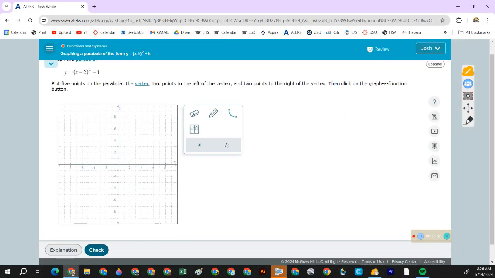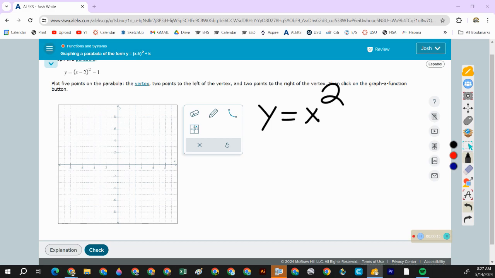This is 12.2 and 12.3. If I had the equation y equals x squared, the graph of that would be a parabola. So all x squared graphs are either a smiley face parabola or a frowny face parabola. And this point here is called the vertex. So the vertex is centered at the origin.